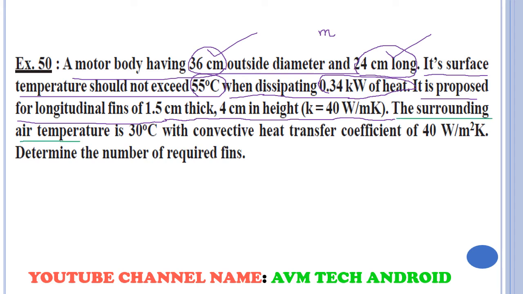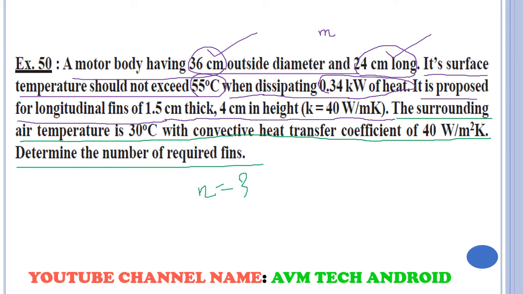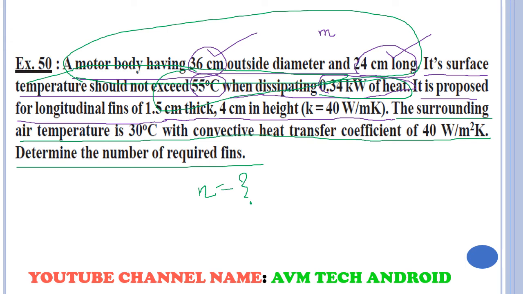The surrounding air temperature is 30 degrees Celsius with the convection heat transfer coefficient of 40 watt per meter square Kelvin. Determine the number of fin required. That is number of fin required that we have to find out. So initially the motor body temperature, motor body dimensions are given. Motor body temperature should not exceed 55 degrees Celsius, that is also given. Heat dissipation value is also given.